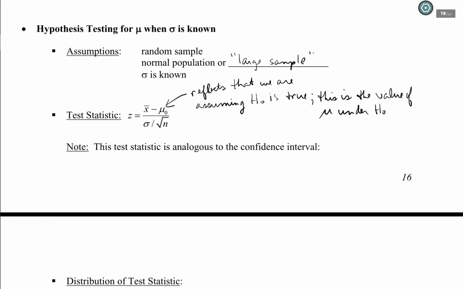That's our test statistic. This statistic is analogous to the confidence interval x bar plus or minus z sub alpha over 2 times sigma over root n. What I mean by analogous is, under the situation where we used this confidence interval, we also use this test statistic. The assumptions here are the same.